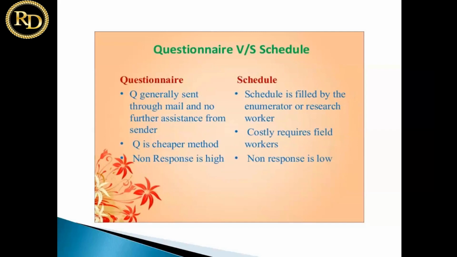Now here we compare the questionnaire with the schedule. A questionnaire is generally sent through mail with no further assistance from the sender, and a schedule is filled by the enumerator or researcher or research worker. So there is very little non-response in the schedule. The questionnaire is a cheaper method, and the schedule is obviously a costly method, because we go door to door to reach the unit under consideration. Non-response is high in the questionnaire, and here non-response is low.